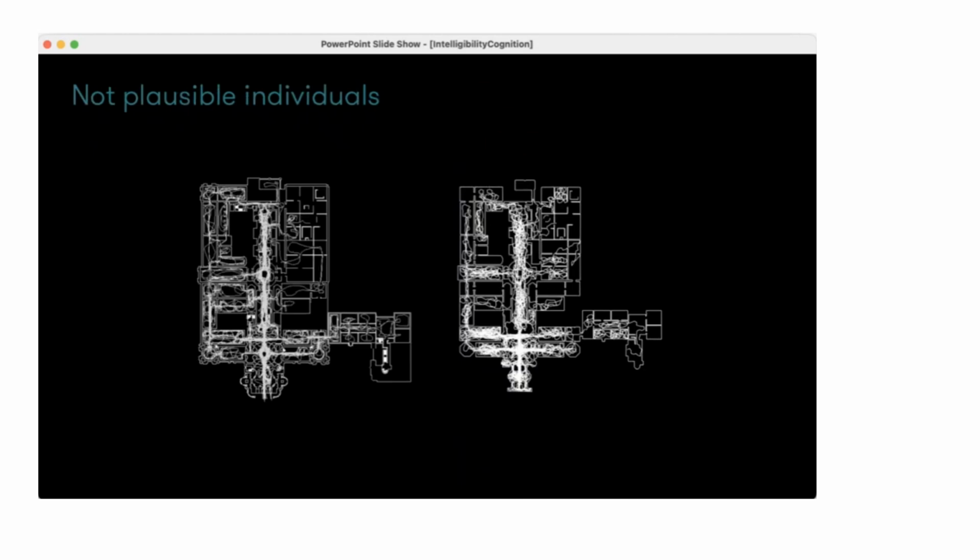But they don't, as I said, look like plausible individuals. The overall distribution is correct, but the paths they make don't look like actual paths of real people. They sort of wander around and squiggle and look a bit more random.